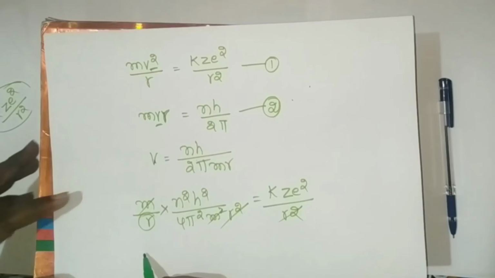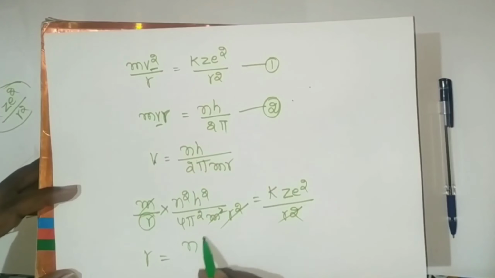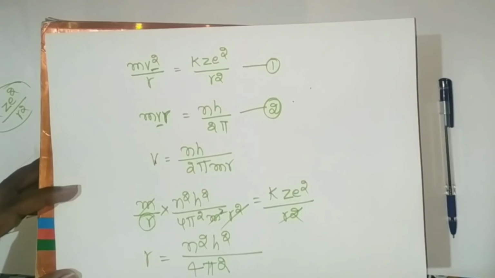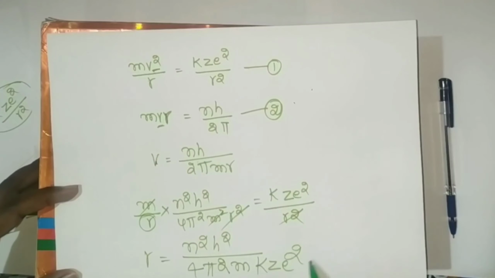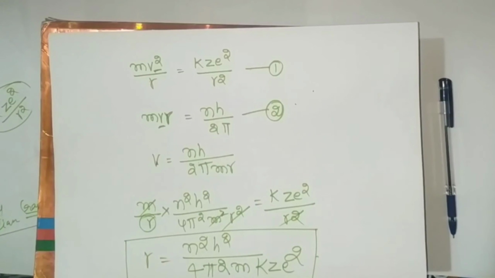Now we can take the radius, r is equal to n square h square upon 4 pi square, one m is there, so m k ZE square. So this is the formula, very important, you can remember this formula. This formula we can use to solve problems regarding the radius of Bohr orbit. This Bohr atomic model is applicable for only the hydrogen atom or hydrogen-like species, that means a single electron system.